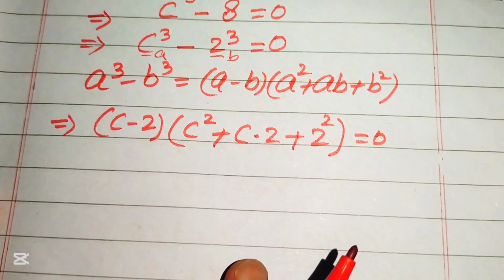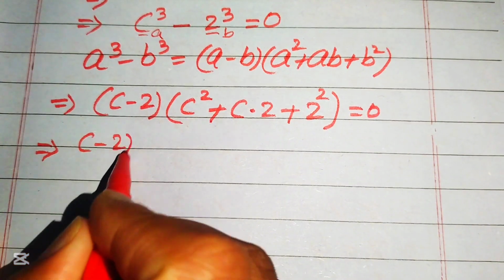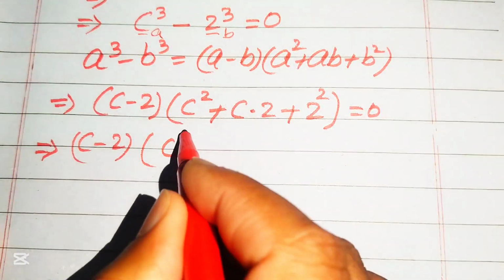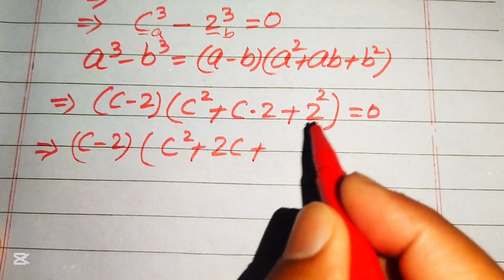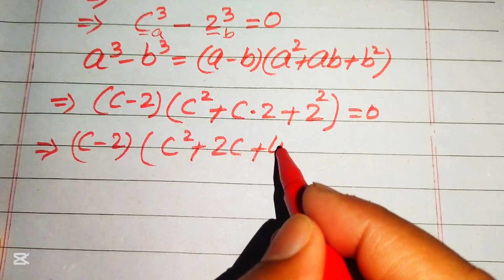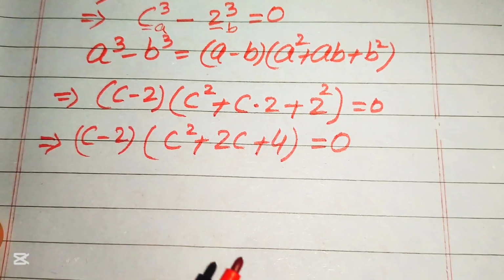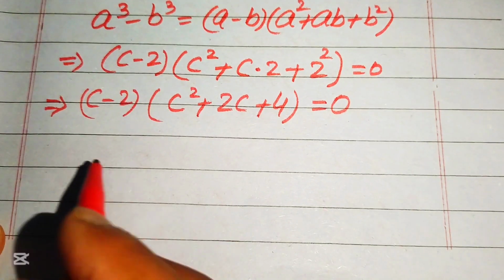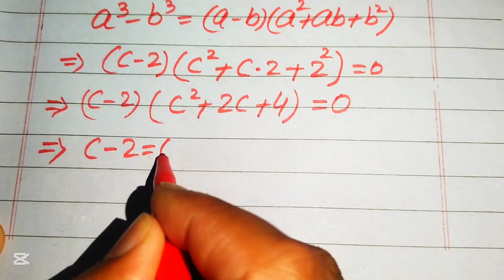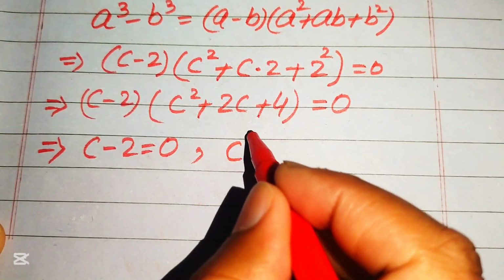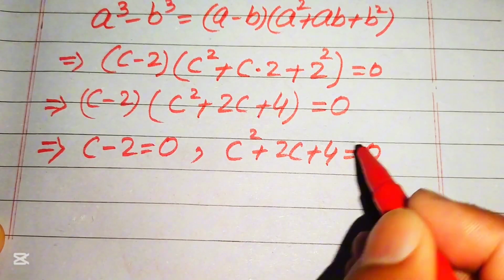So here we need more simplifications, and it will be written as (c − 2)(c² + 2c + 2²), where this is 2 times c and this is 2 squared, which equals 4, and this whole equation equals 0. Now in the next step we divide this equation into two cases. The first case is we take c − 2 = 0, and the second case is we take c² + 2c + 4 = 0.